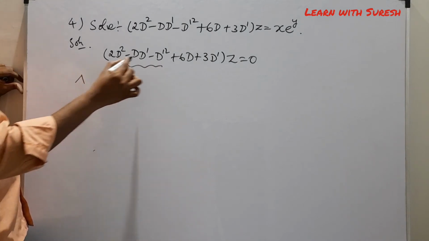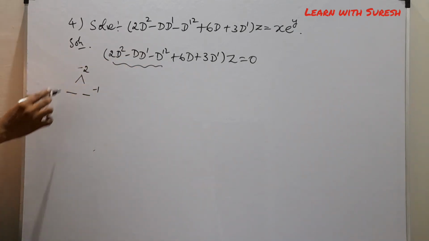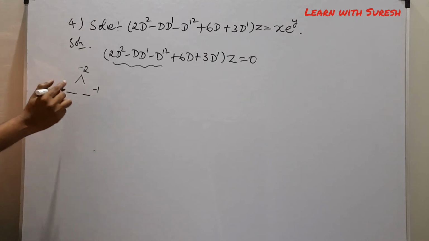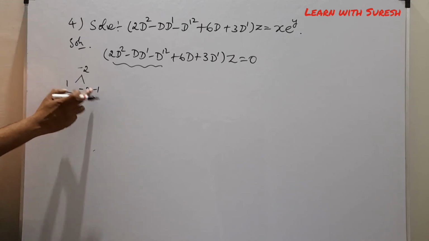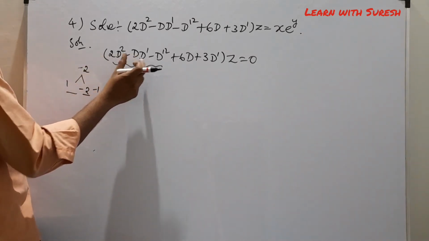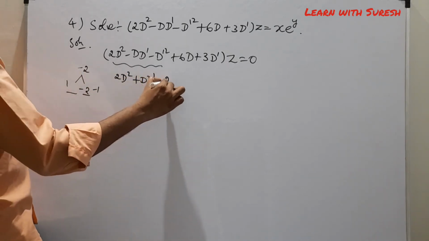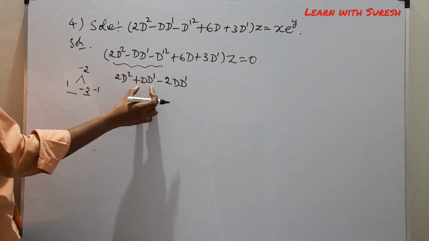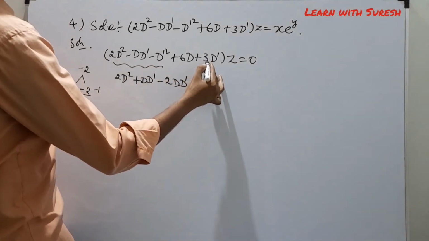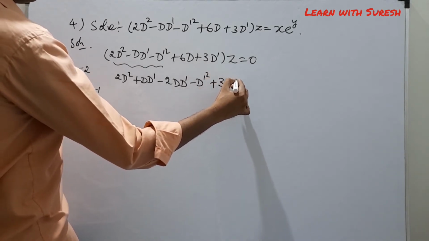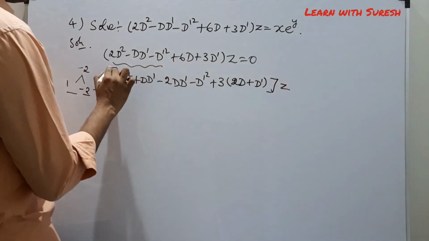Simplify this homogeneous part and try to find the factors. How to find the factors? Product is 2 into minus 1, that is minus 2, and sum is minus 1. You have to find two numbers such that the product is minus 2 and sum is minus 1. So you can write 1 into minus 2. Multiply it, minus 2. Sum, 1 minus 2, that is minus 1. So this middle part is changed as 2d square plus dd dash minus 2dd dash. So this minus dd dash can be written as plus 1 minus 2. You will get minus 1 dd dash minus d dash square plus, here 3 is in common, we can take 3 outside, 2d plus d dash into z equal to 0.